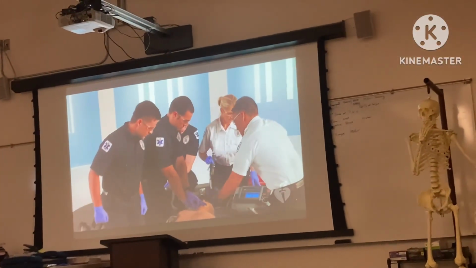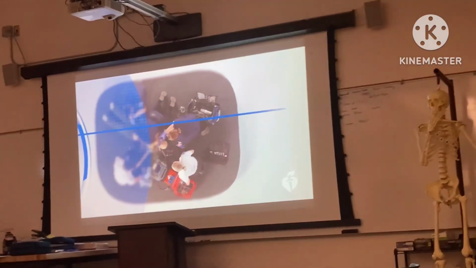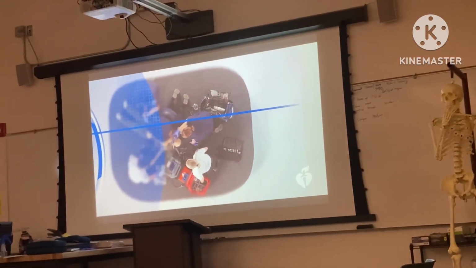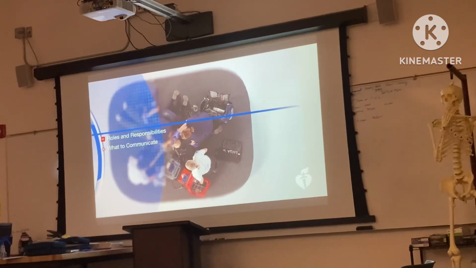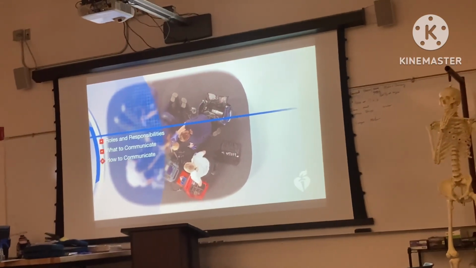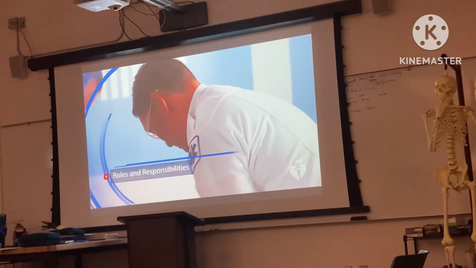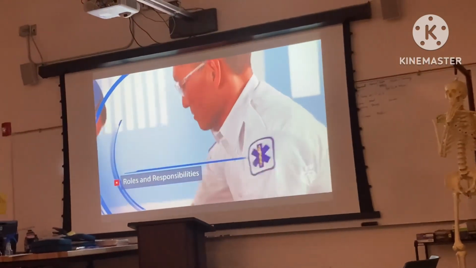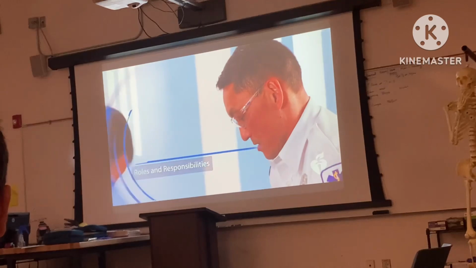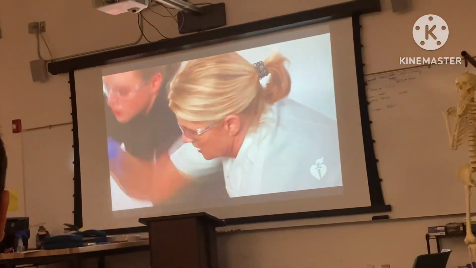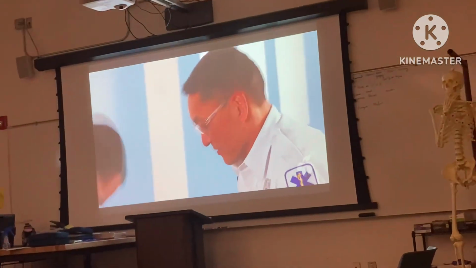Team dynamics is an element of high-performance teams and can be broken down into 3 categories: roles and responsibilities, what to communicate, and how to communicate. Clear roles and responsibilities should be immediately established by the team leader or the first rescuer on the scene. When all team members know their roles and responsibilities during a resuscitation attempt, the team functions smoothly.